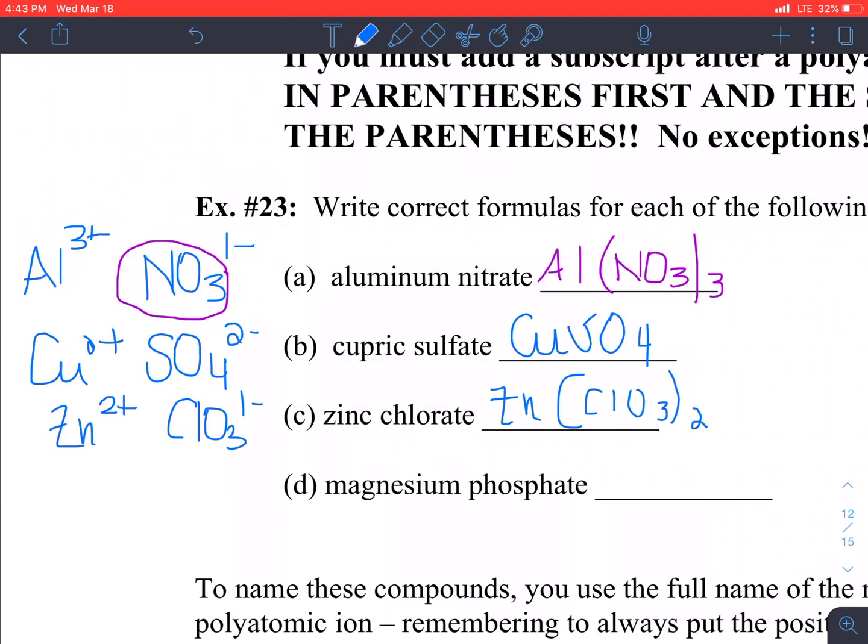And then the last one, and then you're going to pause or stop the video and try them on your own: magnesium phosphate. So Mg 2+, phosphate is PO4 3-. This one is really good for crisscrossing, so Mg3, we need 2 PO4s. Okay, and there we go.